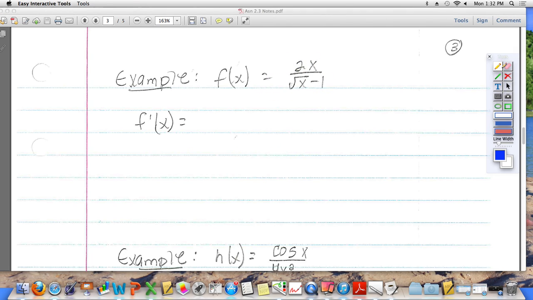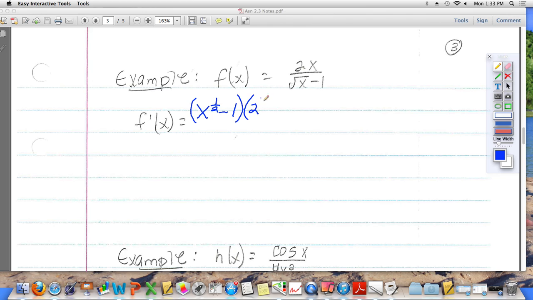Got it. All right, derivative. What does your rule say? What comes first on the top? So the denominator times the derivative of the numerator. And I'm going to start right now by writing these things as fractional exponents. So I have x to the 1/2 power minus 1, and that has to be multiplied by the derivative of the numerator. What is the derivative of the numerator?